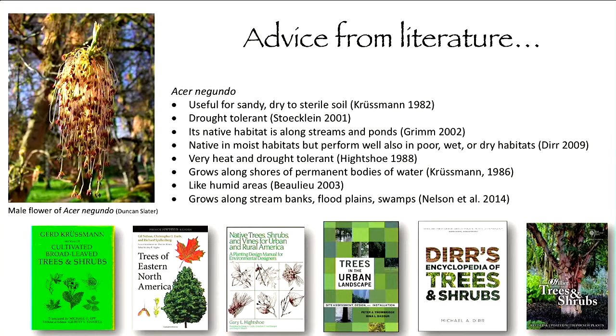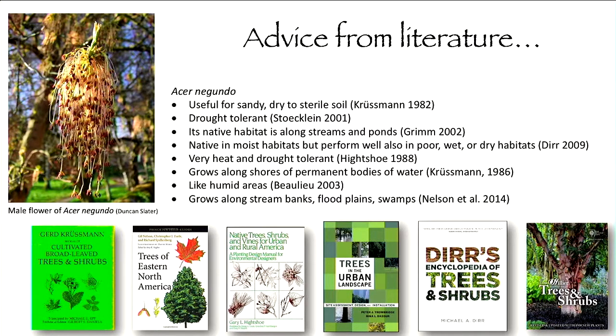Well, we can take advice from literature. There's a range of dendrological literature there. Similar to a nursery catalogue, if you take any one species, you can get rather different results depending on which text you look at. Some would suggest that it grows along stream banks, floodplains and swamps. Others say very heat and drought tolerant. Drought tolerant, it's native along streams and ponds, useful for dry to sterile soil. So if you're a practitioner with perhaps not a great background in physiology, then that's pretty confusing.